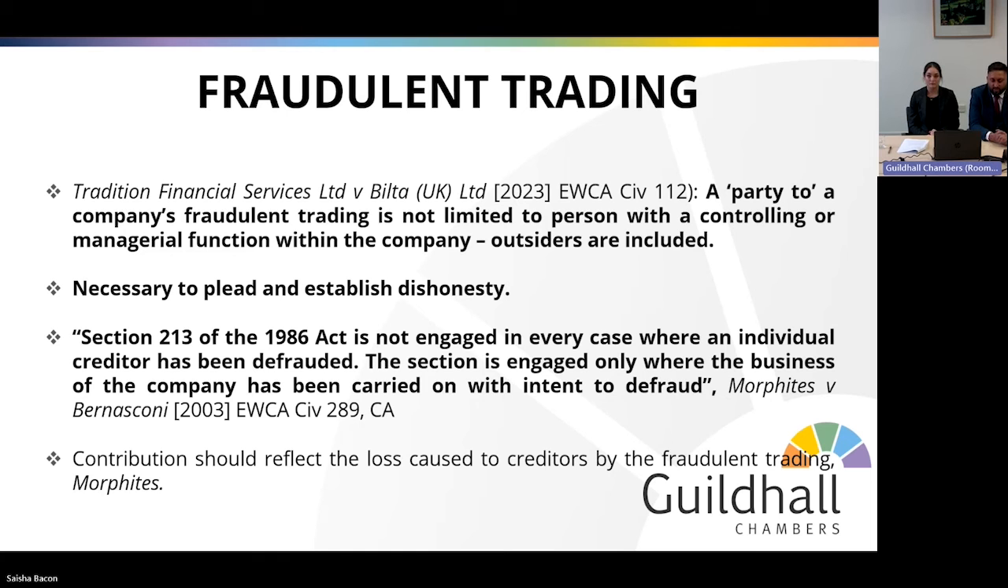A party to a company's fraudulent trading is not limited to insiders, i.e. directors. Outsiders are included as well, and they can often be the counterparty to the transaction. It's necessary with fraudulent trading to plead and establish dishonesty, and there's an important distinction that has to be drawn. Section 213 talks about the business being carried on with intent to defraud. It's not concerned with a business which otherwise carries out one action of fraud on one particular customer. And the contribution should reflect the losses caused to the creditors by the fraudulent trading.